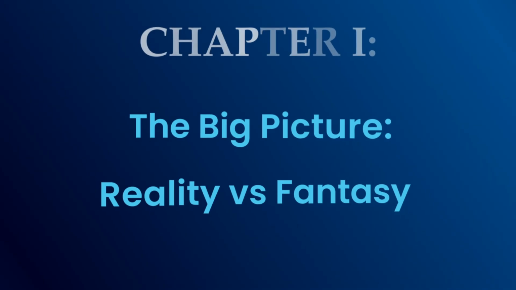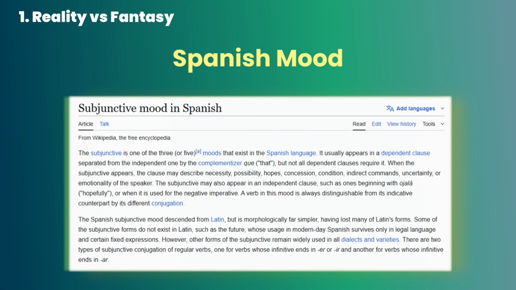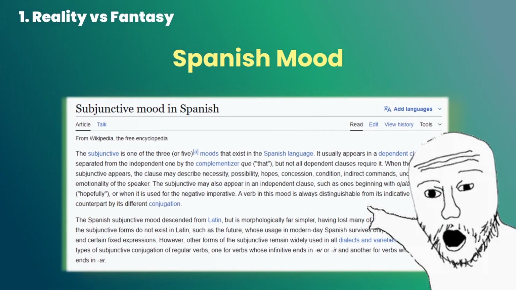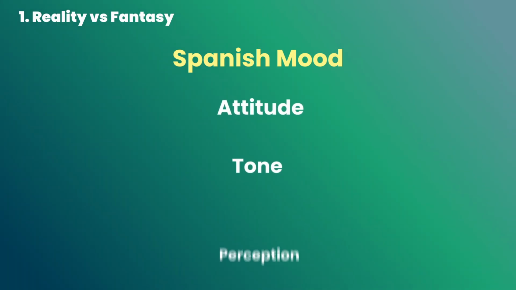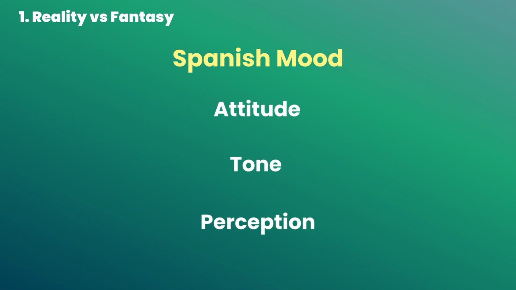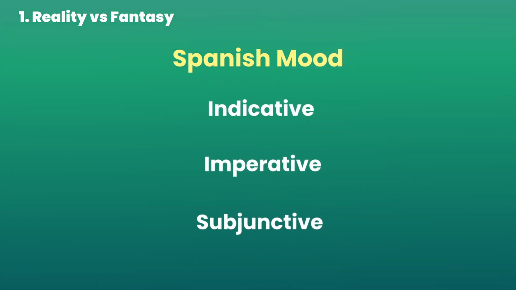Now, let's begin. Chapter 1. The Big Picture, Reality and Fantasy. I've just mentioned the concept of a Spanish mood. I'm not being dramatic here, this is an actual grammar terminology. When we talk about a mood, we refer to the attitude, tone and perception that we might feel towards a certain situation. In Spanish language, there are 3 such moods: indicative, imperative and subjunctive.